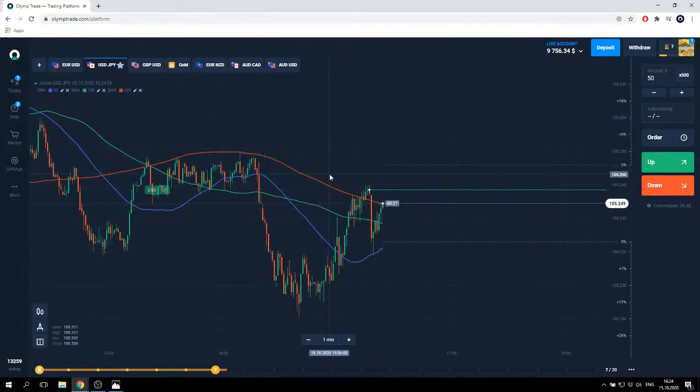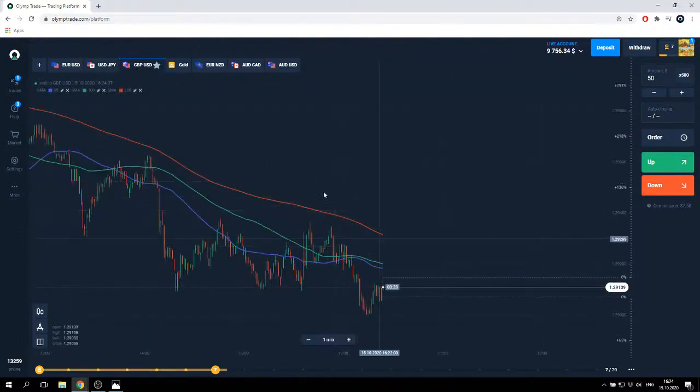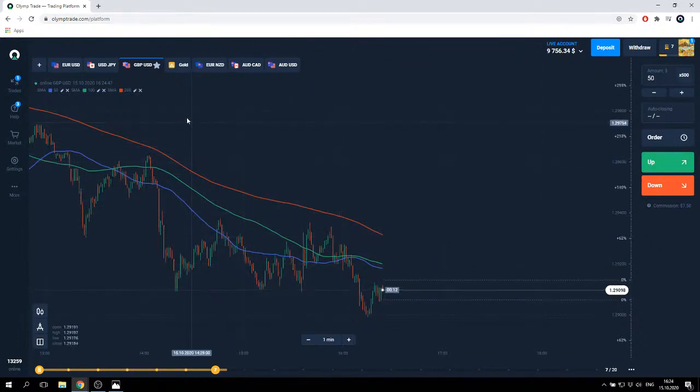Generally we have opened one trade, but we'll wait. Again GBP USD, again the same thing. The price really wants to come a little bit on the higher side and then maybe take a little bit of resistance.